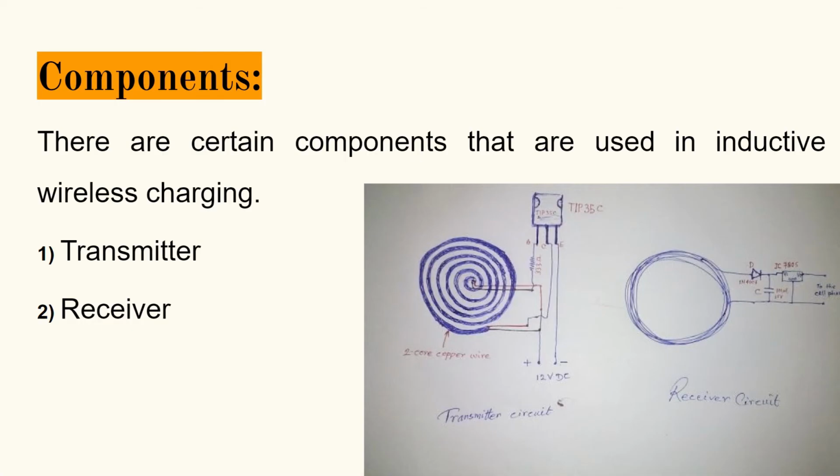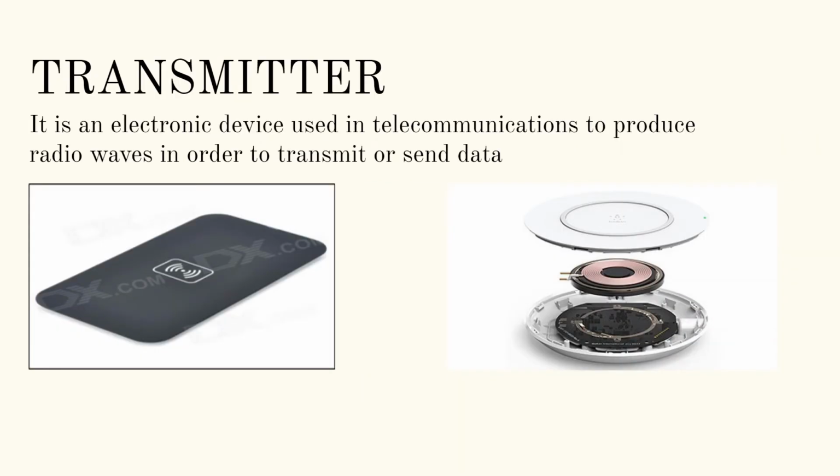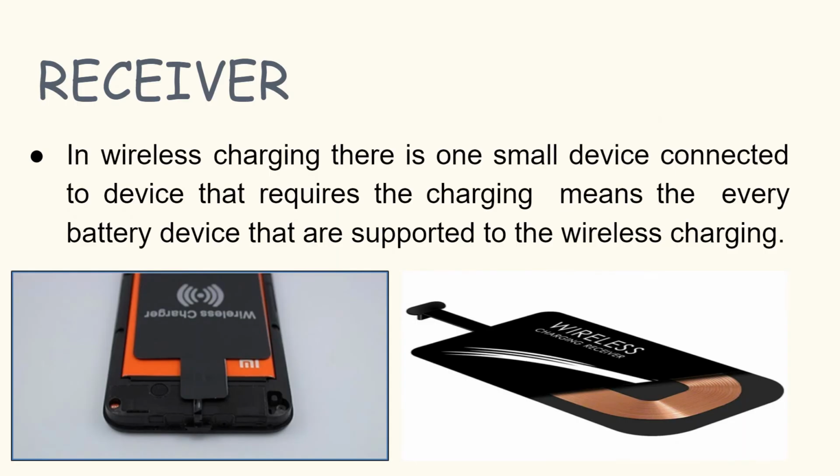Components. There are certain components that are used in inductive wireless charging: transmitter and receiver. Transmitter. It is an electronic device used in telecommunication to produce radio waves in order to transmit or send data. Receiver. In wireless charging, there is one small device connected to a device that requires charging, meaning every battery device that supports wireless charging.